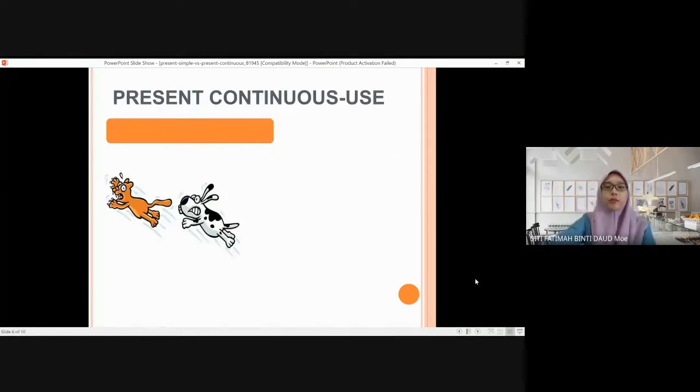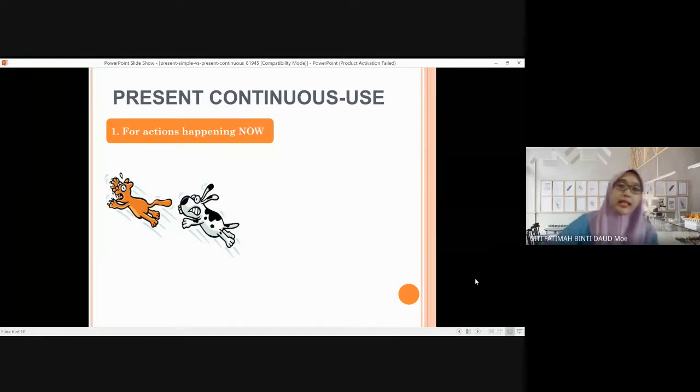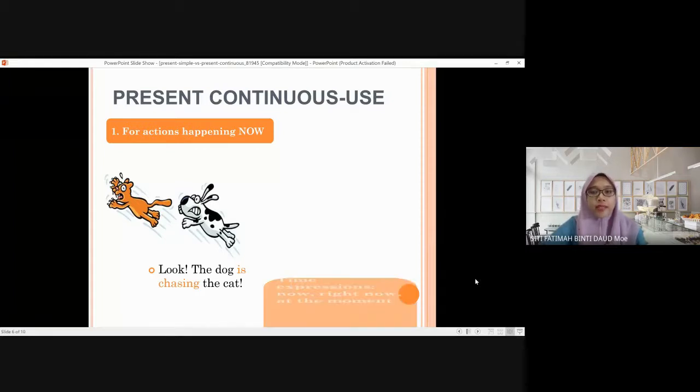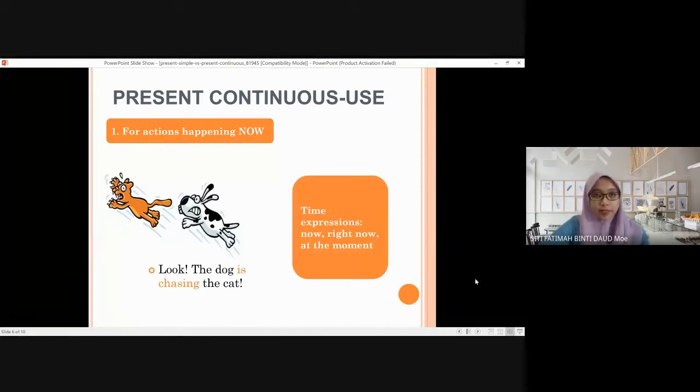Okay, now for present continuous. It is for actions happening right now. Okay, so look, the dog is chasing the cat right now. Ini bukan nak cerita pasal benda lain, okay? So sekarang ni tengah berlaku, it's happening now. The dog is chasing the cat. And the time expressions in the sentence we use are now, right now, or at the moment. This one you can include in your sentence.